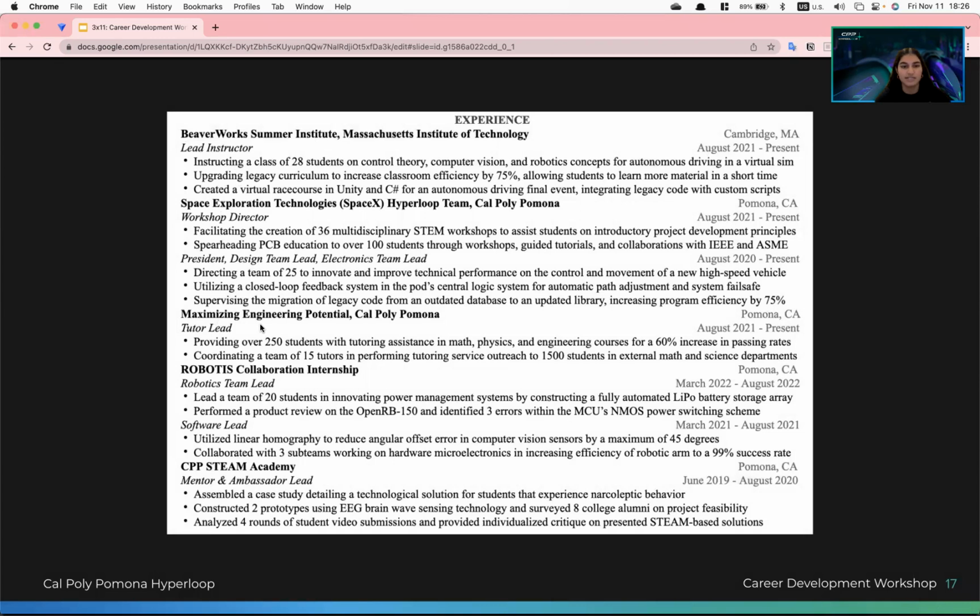Another thing to note is the numbers. Almost every bullet point has numbers or metrics. So class of 28 students, you want to quantify your impact, not just say, oh, I instructed a class. The question is, okay, how many students were in that class? How much did you improve it in percentage?